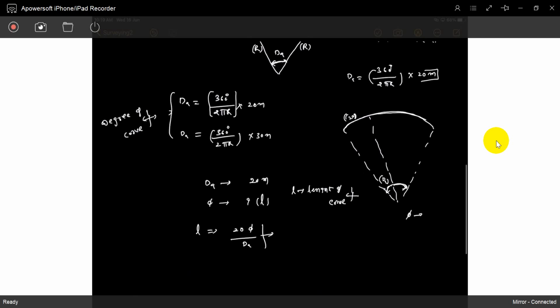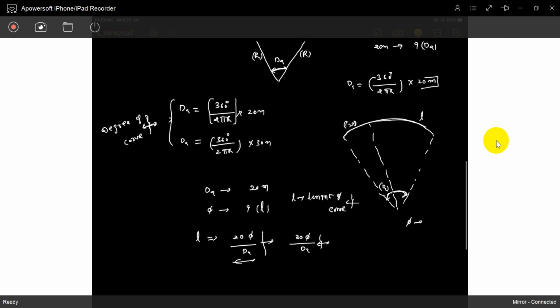This is for 20 meters. If you have a 30-meter chain, that is the degree of the curve. The degree of the curve is not a fixed phenomenon. If you have a 20-meter chain, that is the degree of curve; if you have a 30-meter chain, that is the degree of curve. So this is the length of the curve, and you can easily calculate it.